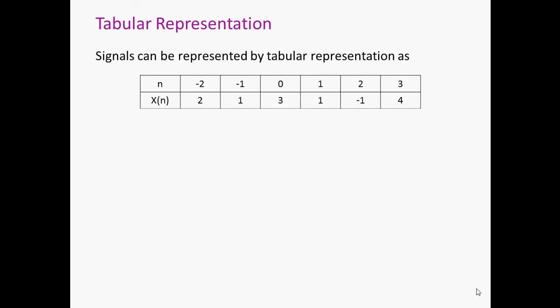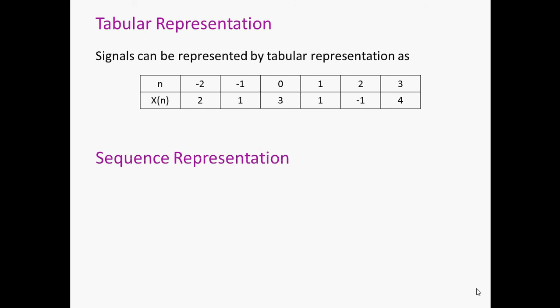Tabular representation. In tabular representation, the values will be given in a tabular format. So the time period carries one row, and its corresponding amplitude is given in another row. So n is given in one row and x of n value is given in another row. For each and every column, its corresponding values have been entered.